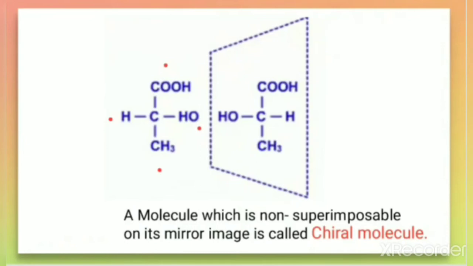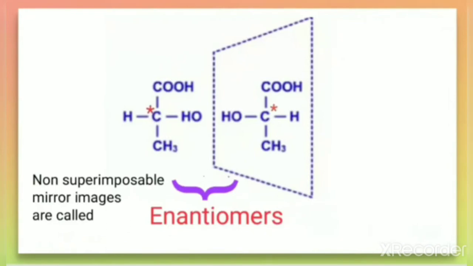So such type of molecule which is non-superimposable on its mirror image is called a chiral molecule, and the non-superimposable mirror images are called enantiomers. So these are the two enantiomers.